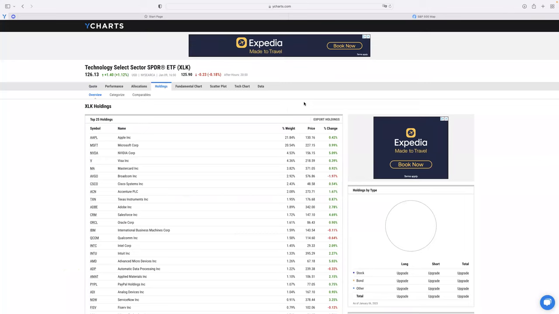And so I highly suggest that you go in there and look at these, because as you're doing this research, you become more efficient in it.